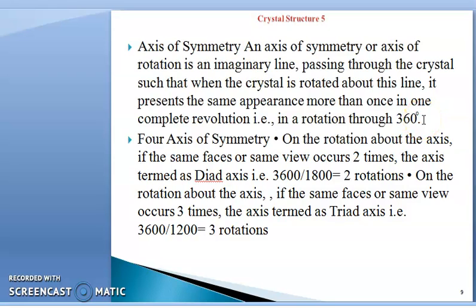For example, you take a cuboid and pass a line through its center, from the front surface to the back surface. And if you rotate it, clockwise or anti-clockwise, through 360 degrees, then what happens? It appears the same as the previous.